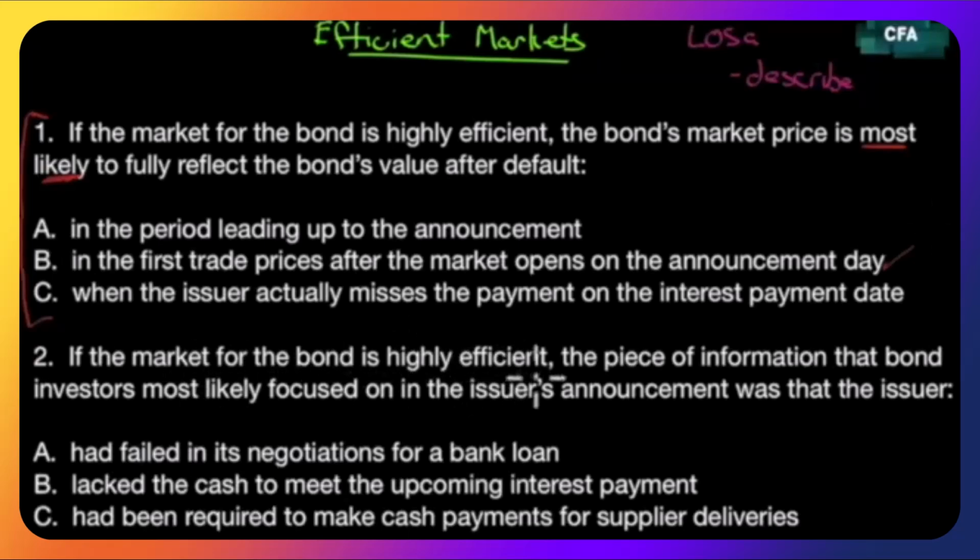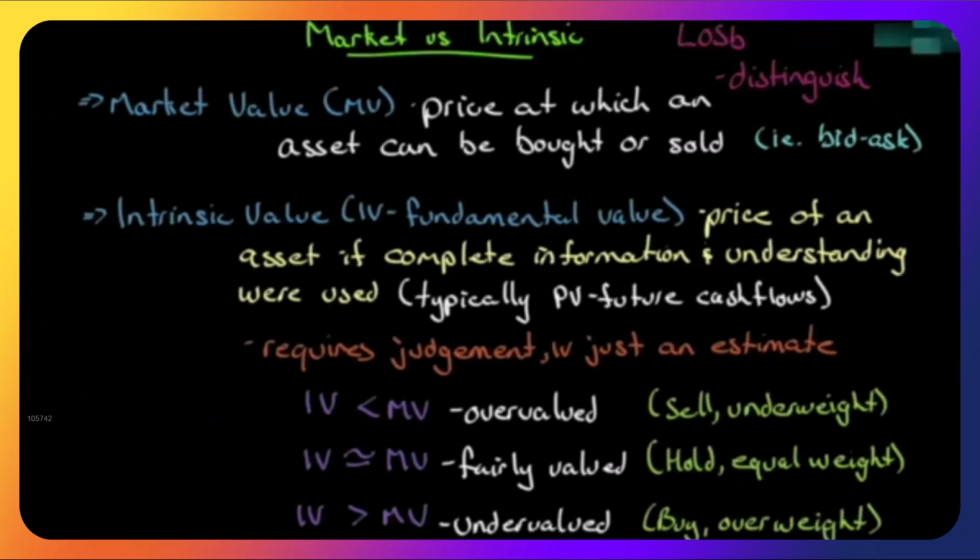If the market for the bond is highly efficient, the piece of information that bond investors most likely, again, watch these words, most likely focused on in the issuer's announcement was that the issuer had failed in its negotiations for a bank loan, lacked the cash to meet the upcoming interest payment. You know what? We already knew that. So no. Had been required to make cash payments for supplier deliveries. We already knew that. This is the only new information. So it would be A. That they would most likely focus on in the announcement was that they failed in their negotiations with the bank loan.